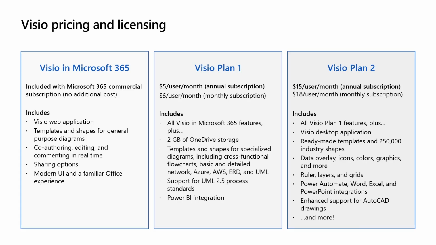Visio in Microsoft 365 will include the web application and templates for general purpose diagrams, co-authoring, and much more. The Plan 1 users will have all the features that a Visio in Microsoft 365 customer has, plus 2 gigabytes of OneDrive storage and additional diagram types such as IT, database, network, etc. Plan 1 also provides integration with Power BI. A Plan 2 user will have everything a Plan 1 user would, as well as ready-made templates with over 250,000 industry templates, and the ability to integrate with other Microsoft apps such as Power Automate for workflows, Excel for data-connected diagrams, Word, PowerPoint, etc.